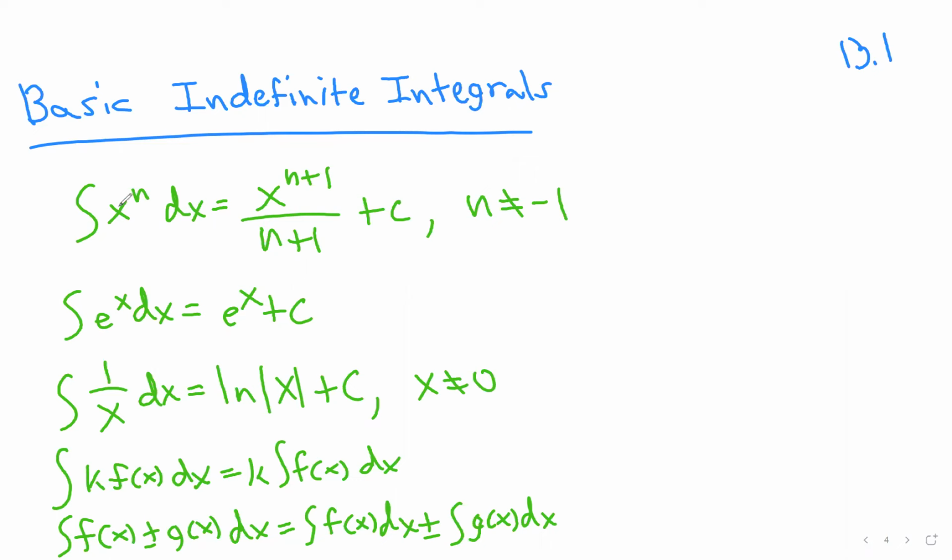So if you have the indefinite integral of x to the n dx, then that comes out as x to the n plus 1 over n plus 1, and then plus c at the end for that constant of integration. If you have the integral of e to the x dx, that's going to be equal to e to the x plus c. Nothing too strange there. You're just figuring out the antiderivative of e to the x, which, since e to the x is its own derivative, the antiderivative is also e to the x. And then we have the plus c for the constant of integration as well for that one.